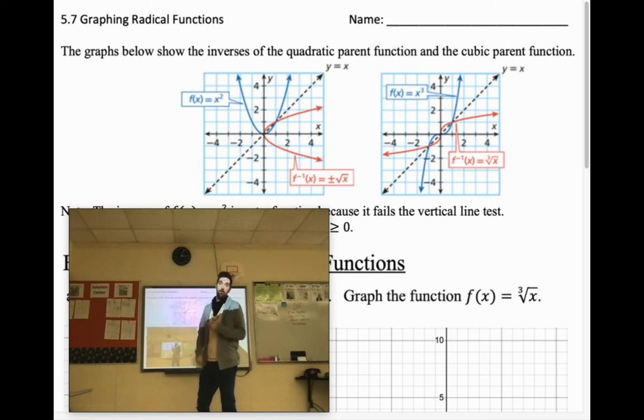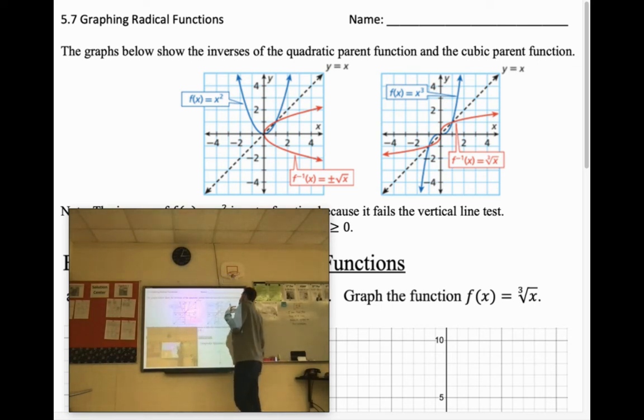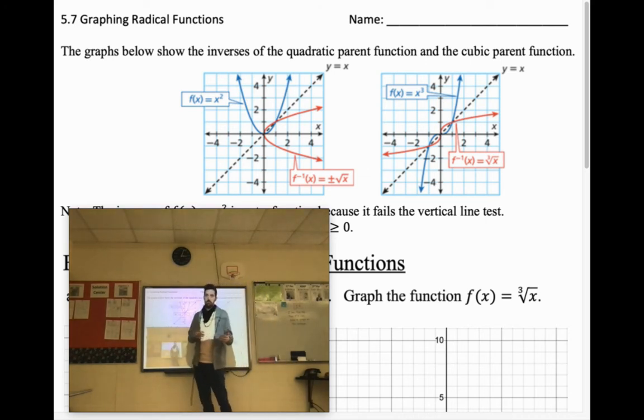Today, we're doing radical functions with some transformations. Now, radical functions are the inverse functions to things like x squared and the square root of x. Those are inverse functions. But we're not going to include the complex number system.